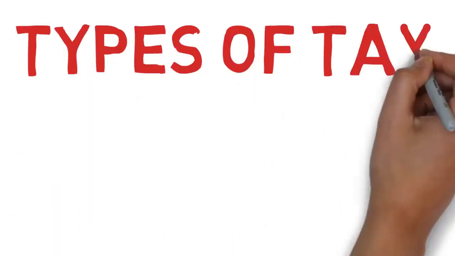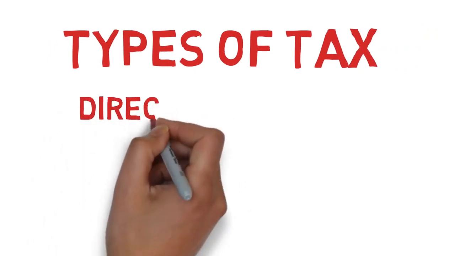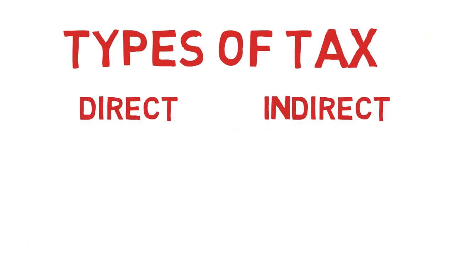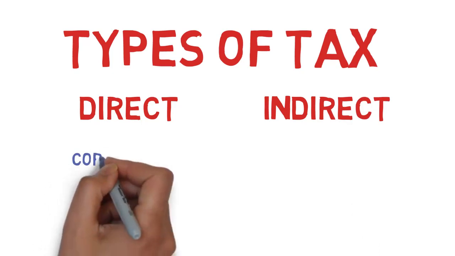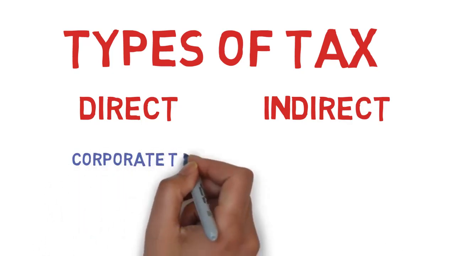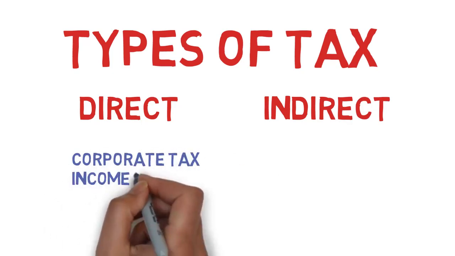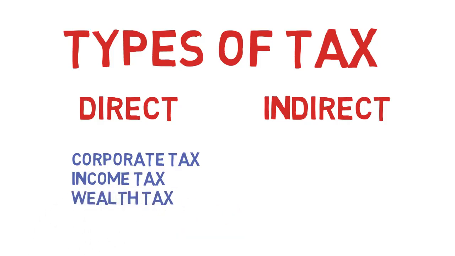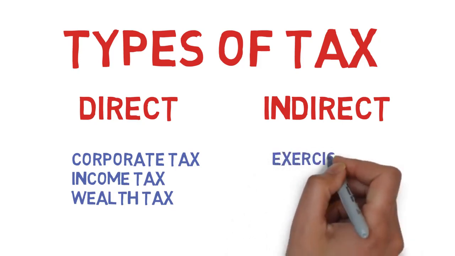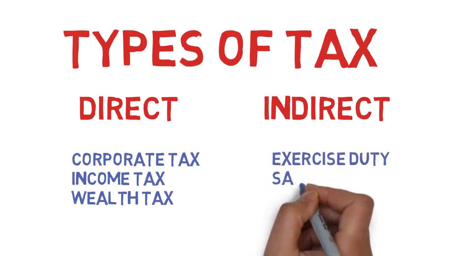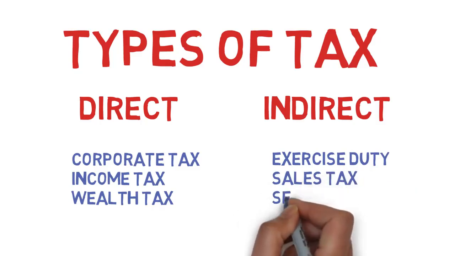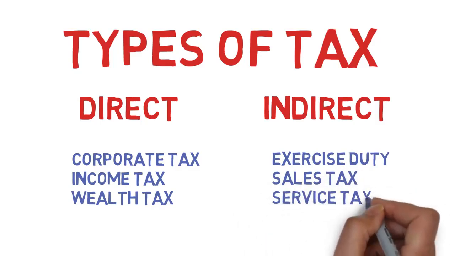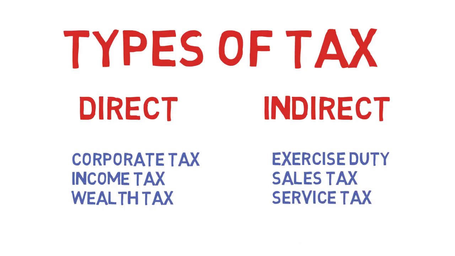There are actually two types of taxes. One is direct tax and other is indirect. The direct tax is whose liability cannot be shifted to someone else, like corporate tax, income tax, wealth tax, etc. But indirect tax is the tax whose liability can be shifted to someone else. It is central excise tax, sales tax, services tax, etc.